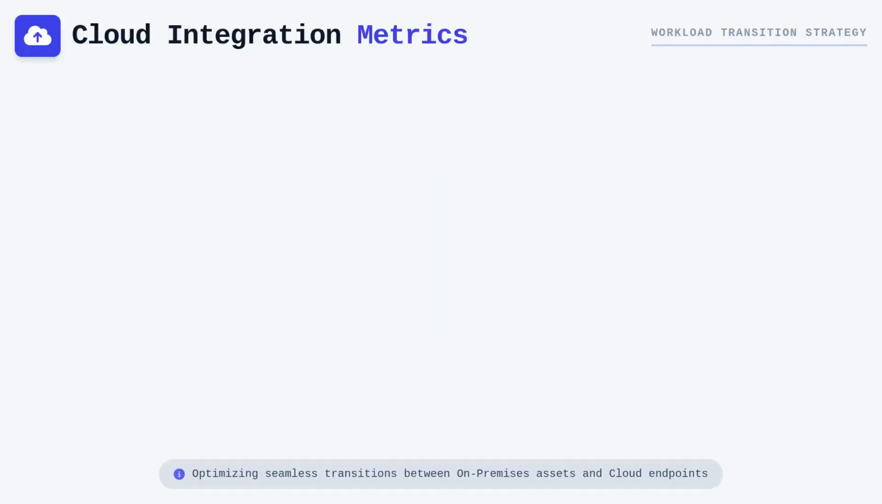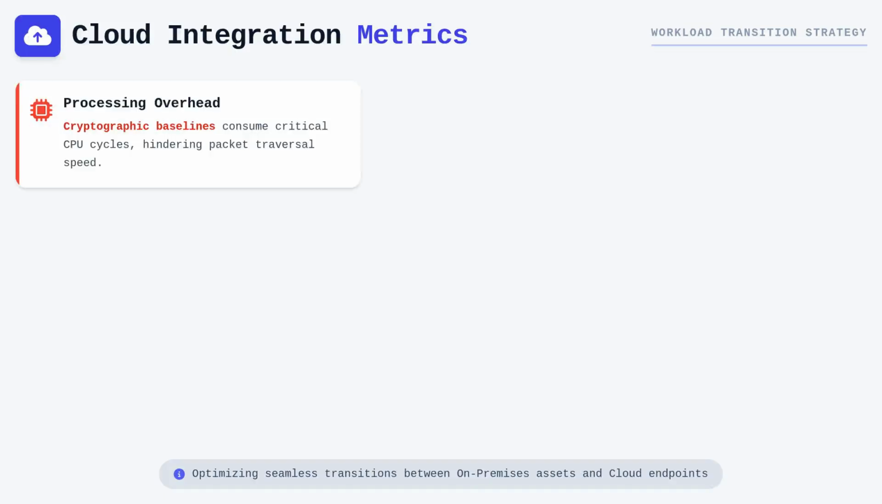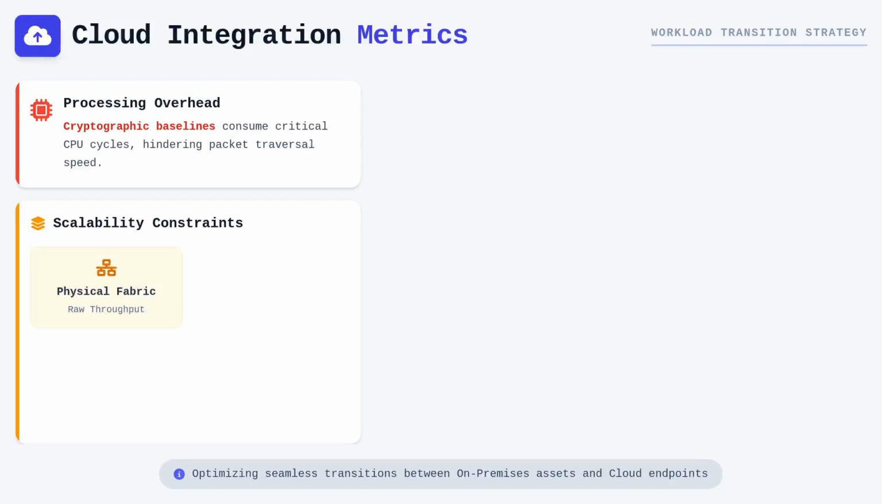Understanding the integration metrics is vital when transitioning workloads between on-premises assets and cloud endpoints. We have to consider how cryptographic baselines impact the overhead of traffic processing, as the encryption and decryption cycles consume cycles that might otherwise be used for packet traversal. When we evaluate scalability limits, we must account for the physical throughput of the fabric and the virtualized constraints imposed by the hypervisor or the container CNI.